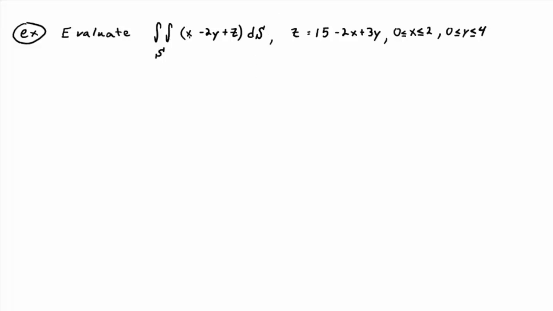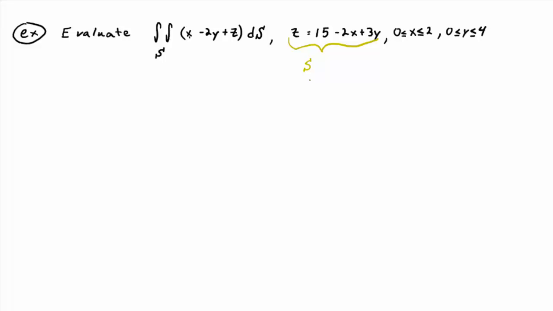You don't want to take the time to graph the surface S every time. But basically, how do I know it's a plane, z equals 15 minus 2x plus 3y? It's a linear equation in space. If all the exponents on x, y, and z are 1, it's a linear equation, and we know linear equations in space graph to be planes. It's just a portion of the plane.